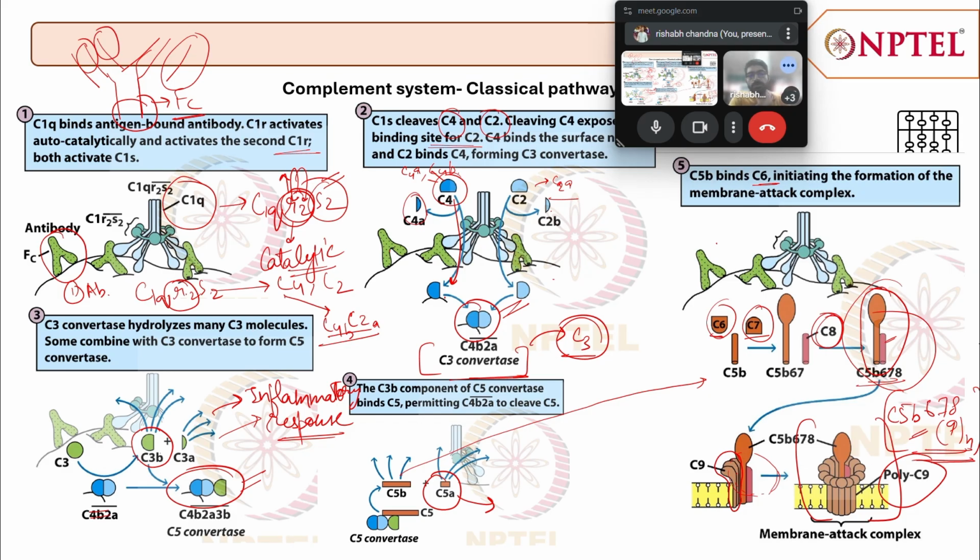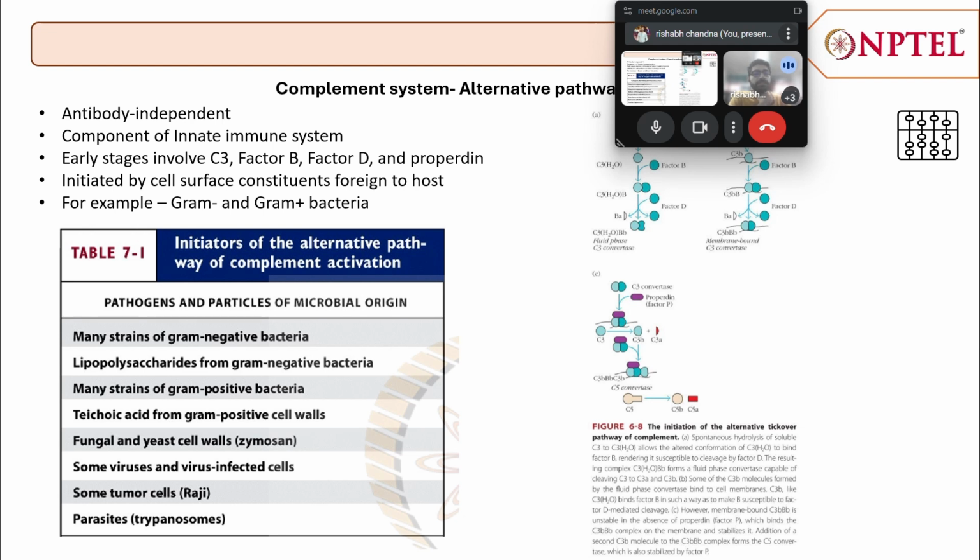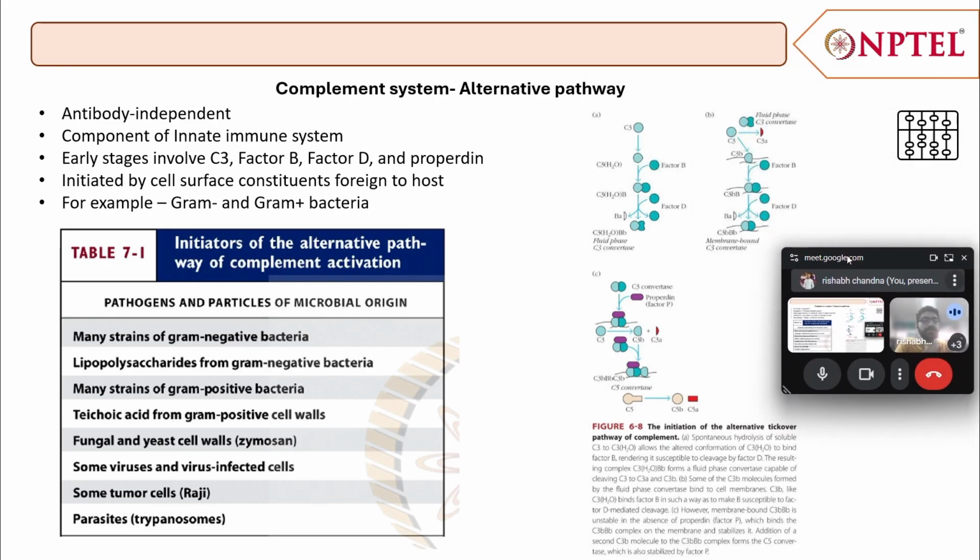Okay, so now moving on to the second pathway, that is the alternative pathway. Now, this pathway is termed as antibody independent pathway because it is not initiated by the antibody, and it is considered to be a part of the innate immune system by some literature. The classical pathway was a part of the adaptive immune system, but the alternative pathway is part of the innate immune system. And here it involves the C3, factor B, factor D, and properdin.